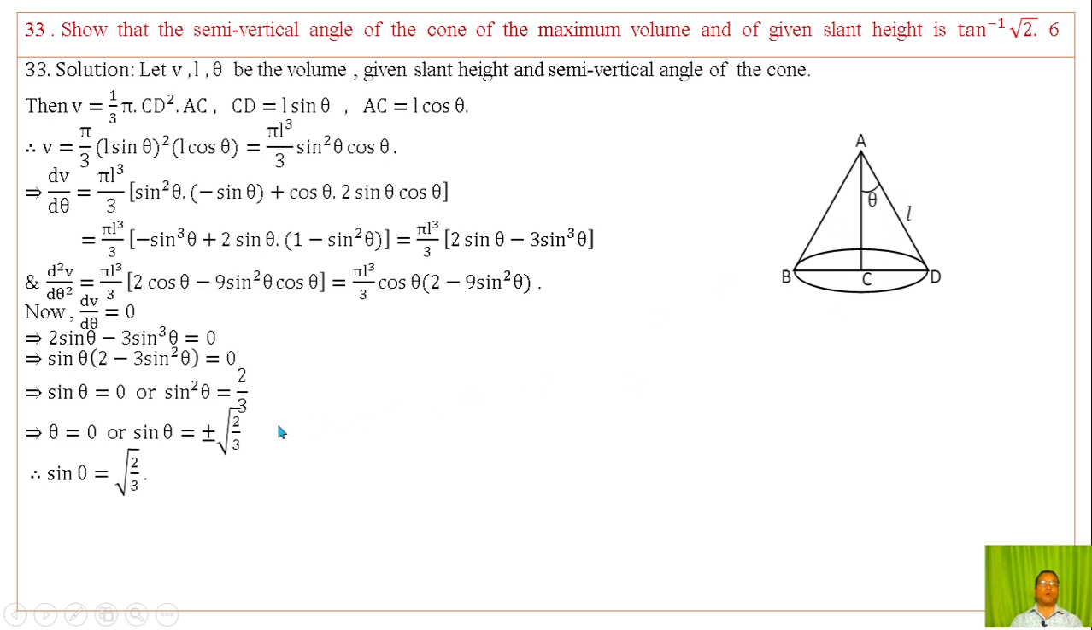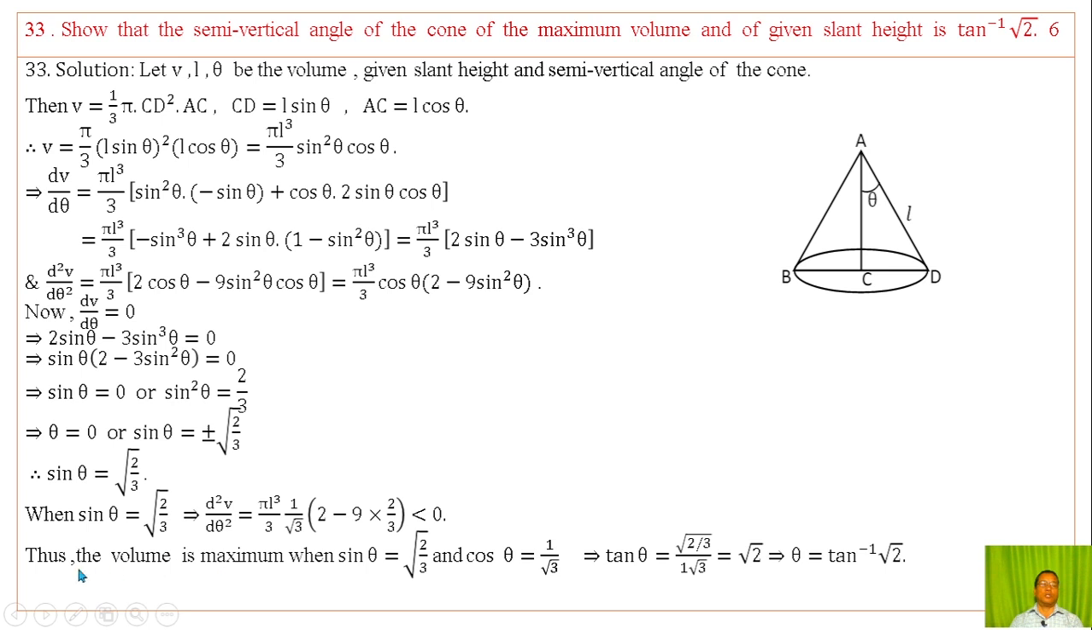Theta equal to 0 is impossible, as the cone does not exist, and negative angle is also not possible. When sin theta is root over 2 by 3, then d square V by d theta square has this value, which is always less than 0. Thus, the volume is maximum when sin theta is root over of 2 by 3 and cos theta is 1 by root over 3. That is, tan theta is sin by cos. Dividing this by this, we have root 2. Implies theta is tan inverse of root 2. Hence proved.